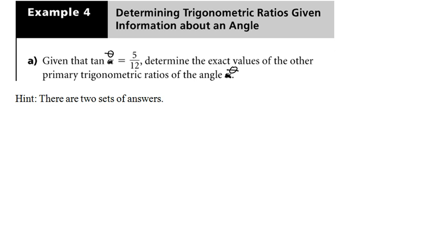Okay, so we've got our tan theta equals 5 over 12, and we need to find the exact value of the other primary trig ratios. So that means sine and cosine, basically, they want to know. Okay, so let's have a look here. So there's two sets of answers.